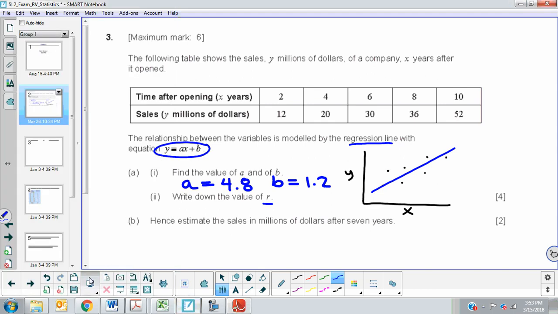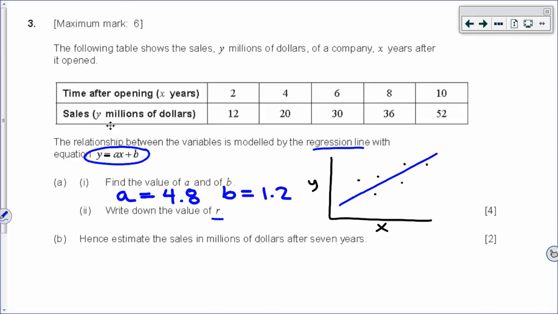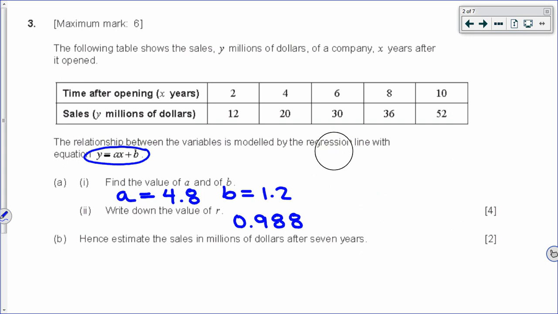I'm just going to go back to full screen, so 0.988 if I do 3 significant figures. Remember what that R value tells us, because here we're not asked to do any interpretation, but often you are. The R value tells you the strength of the relationship, and since this R value is so close to 1, I know that this is a very strong positive relationship between these two variables. So the points would lie very close to that line.